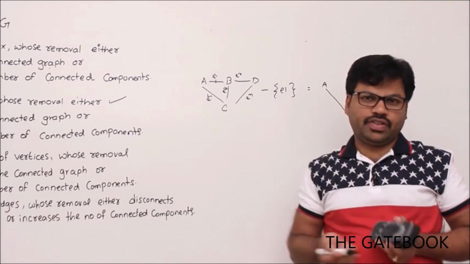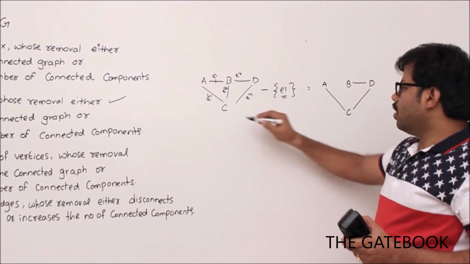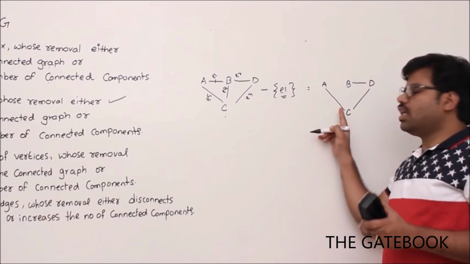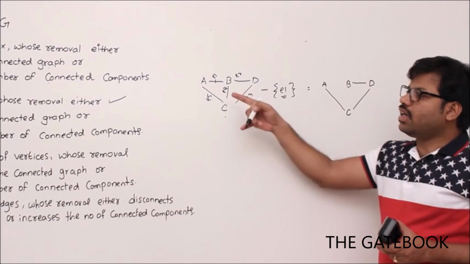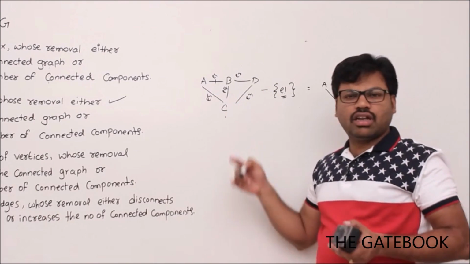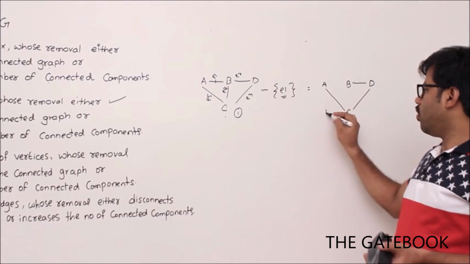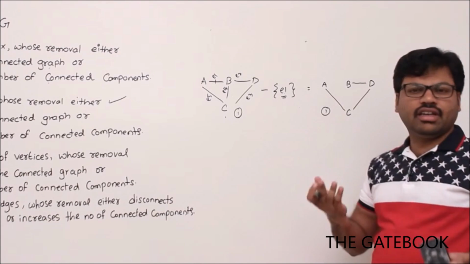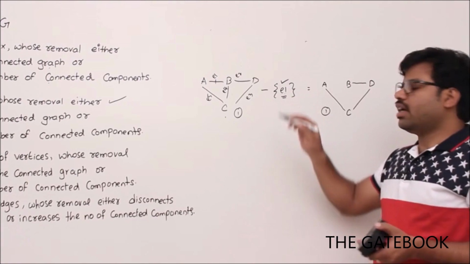Okay, it's a graph operation. Now, if you focus on E1, initially it was a connected graph, and after removal it is still connected. So that means the graph is not disconnected. At least the number of connected components has not increased, isn't it? The number of connected components was 1 and now it is also 1. That means there is no increment in the number of connected components. That's why I can say that this is not a cut edge.